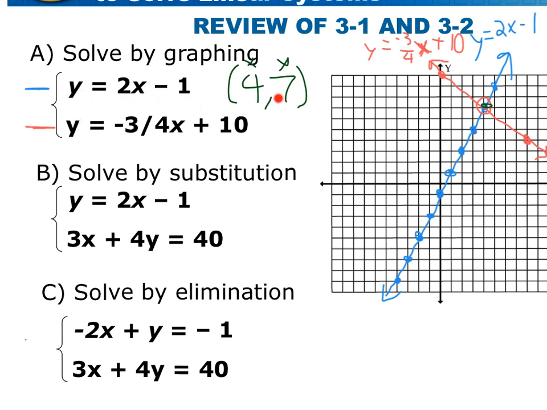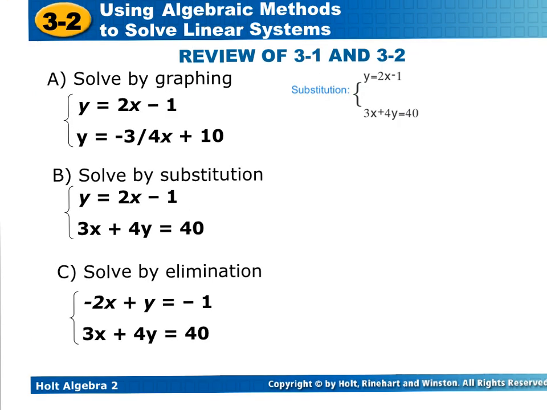Remember these x, y coordinates have to work for both the top and bottom equation in order for this to be true. Since it is, we can say that our answer is indeed 4, 7, or x equals 4, y equals 7. For substitution then, we must have a variable solved by itself.